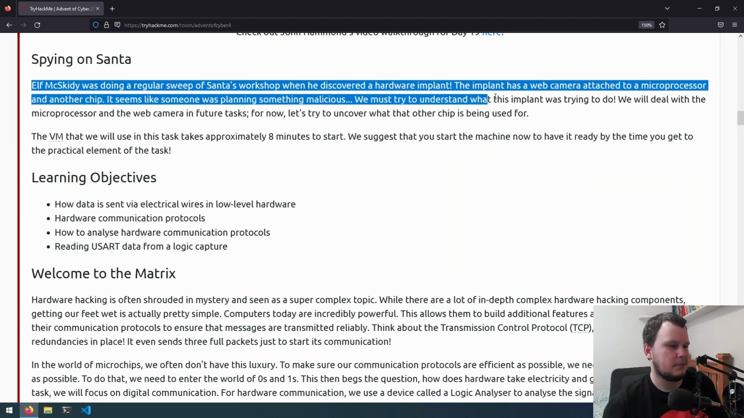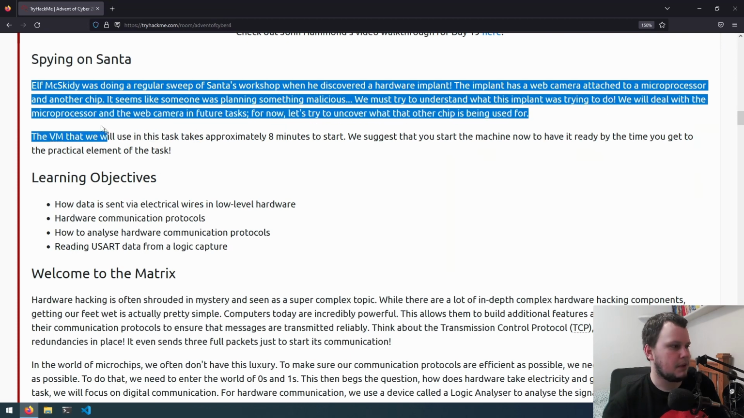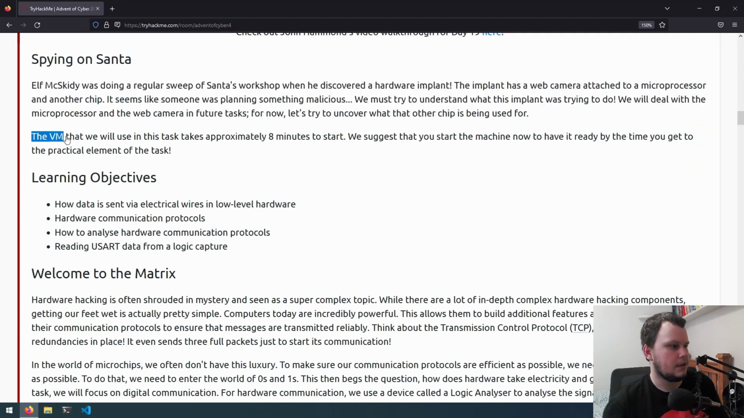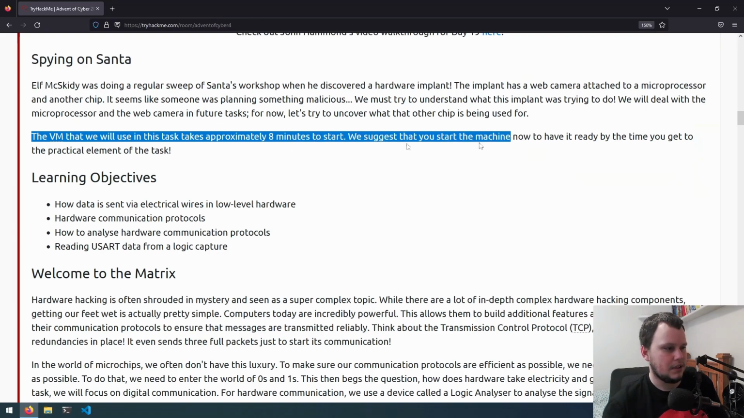We must try to understand what this implant was trying to do. We will deal with the microprocessor and the web camera in future tasks. For now, let's try to uncover what the other chip is being used for. The VM that we will use for this task takes approximately 8 minutes to start, so I guess start that now.